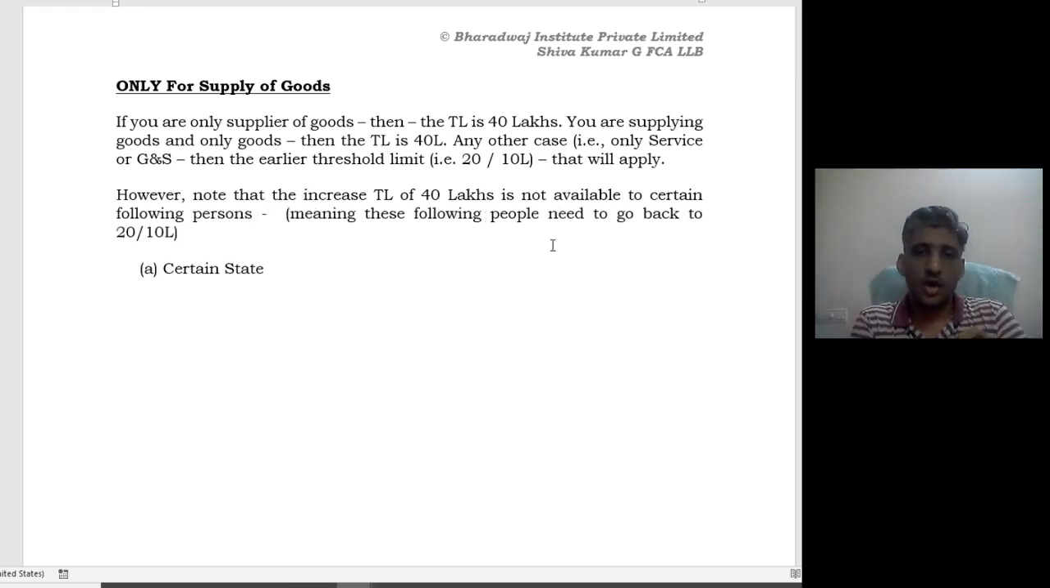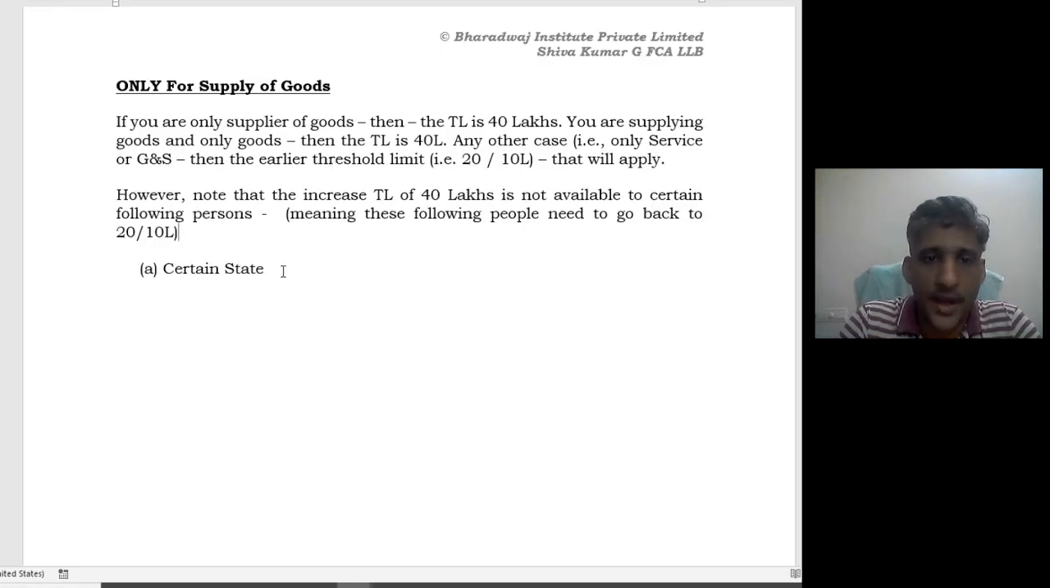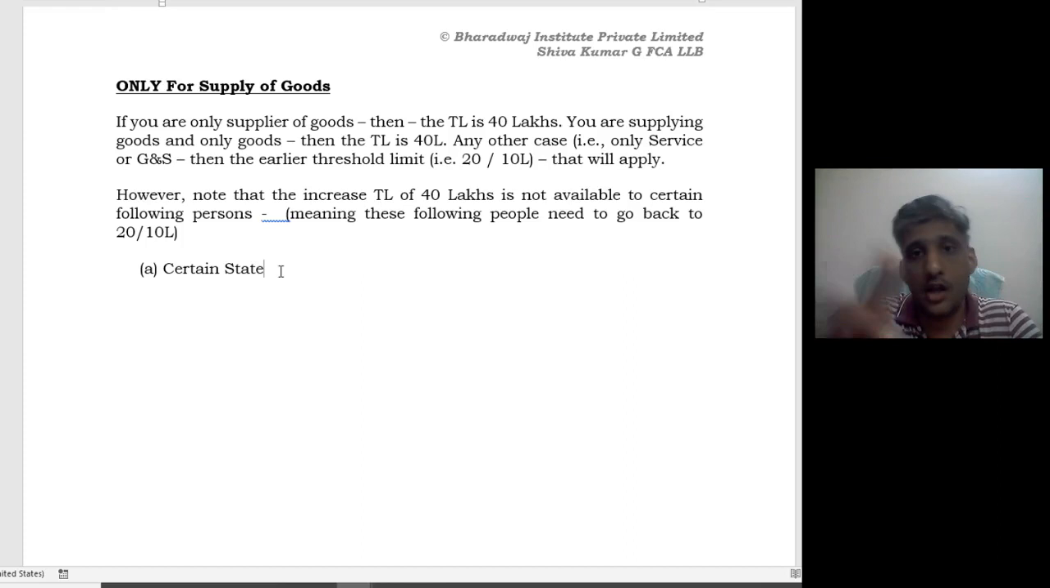Okay, so this 40 lakhs is available to everybody except the following people. The following people are not eligible for 40 lakhs, which means they need to go back to 20 and 10. First, certain states are not eligible for this 40 lakhs, which means if you are from certain states and you are supplying only goods also, then you cannot go to 40. You have to go back to your normal 10 lakh or 20 lakhs.